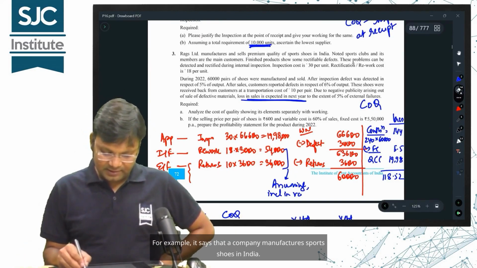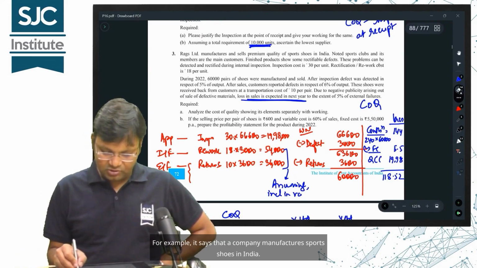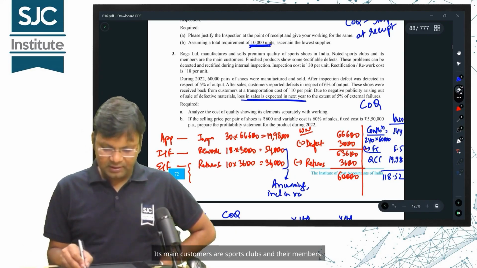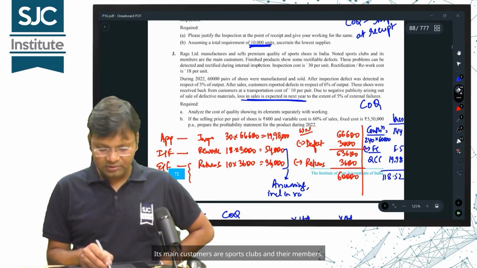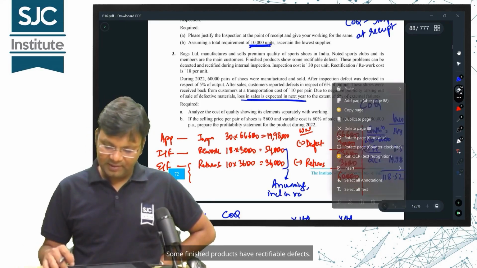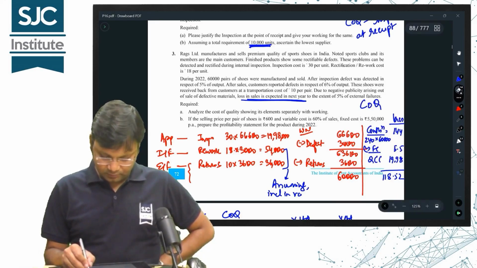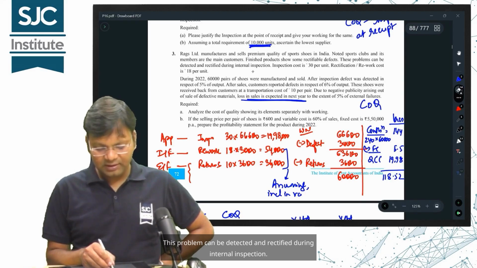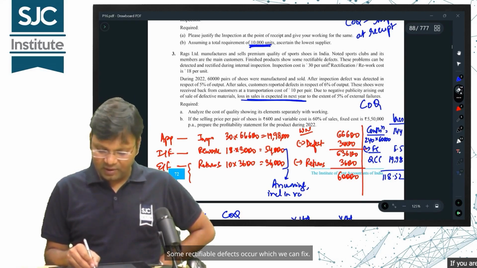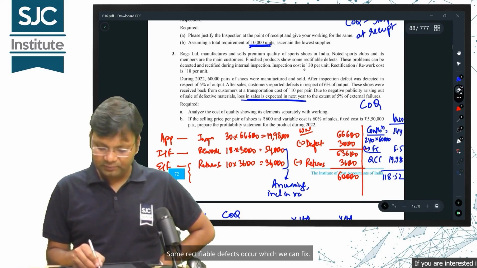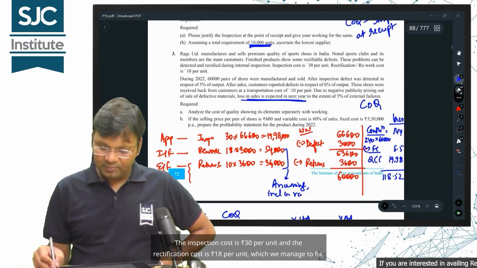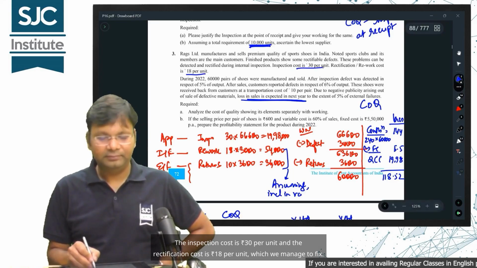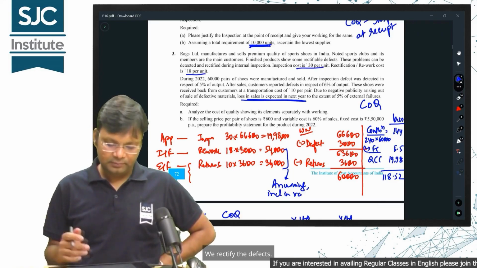For example, it says that a company manufactures sports shoes in India. Its main customers are sports clubs and their members. Some finished products have rectifiable defects. This problem can be detected and rectified during internal inspection. The inspection cost is 30 rupees per unit and the rectification cost is 18 rupees per unit, which we manage to fix.